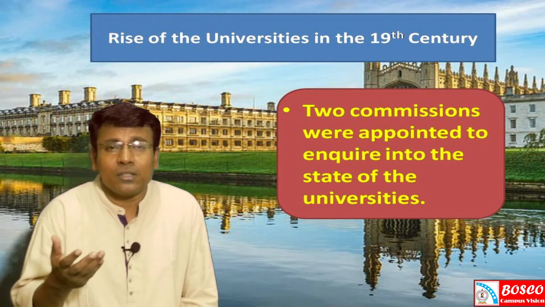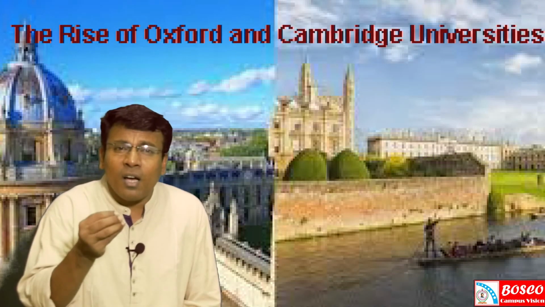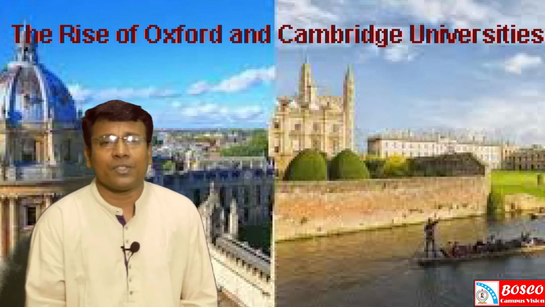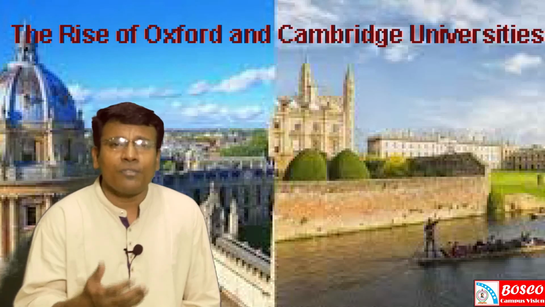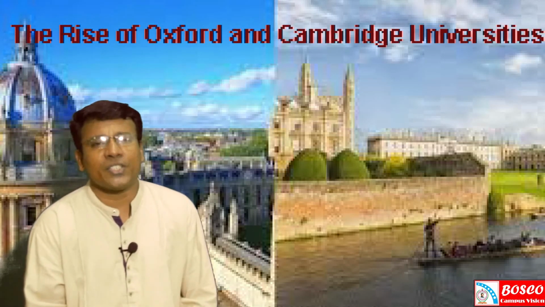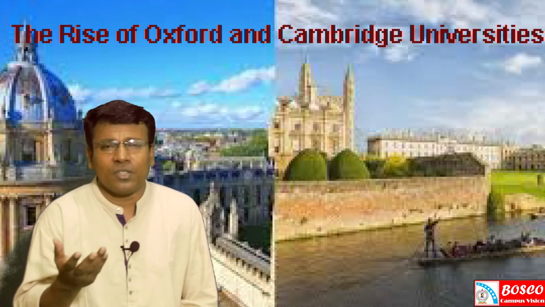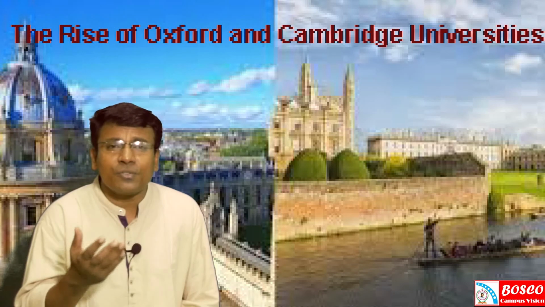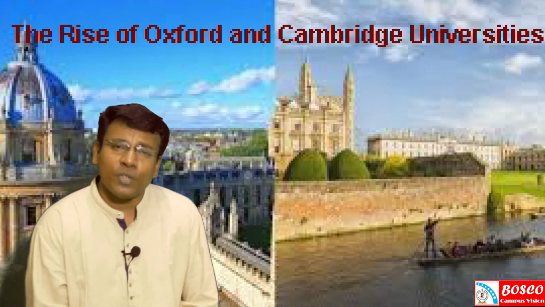My dear students, with this short description, we are coming to the end of our short discussion today. We have discussed a very short topic called the rise of Oxford and Cambridge universities. And for your assignment, please write a short description, a paragraph, on the rise of Oxford and Cambridge universities in England during the Victorian era.